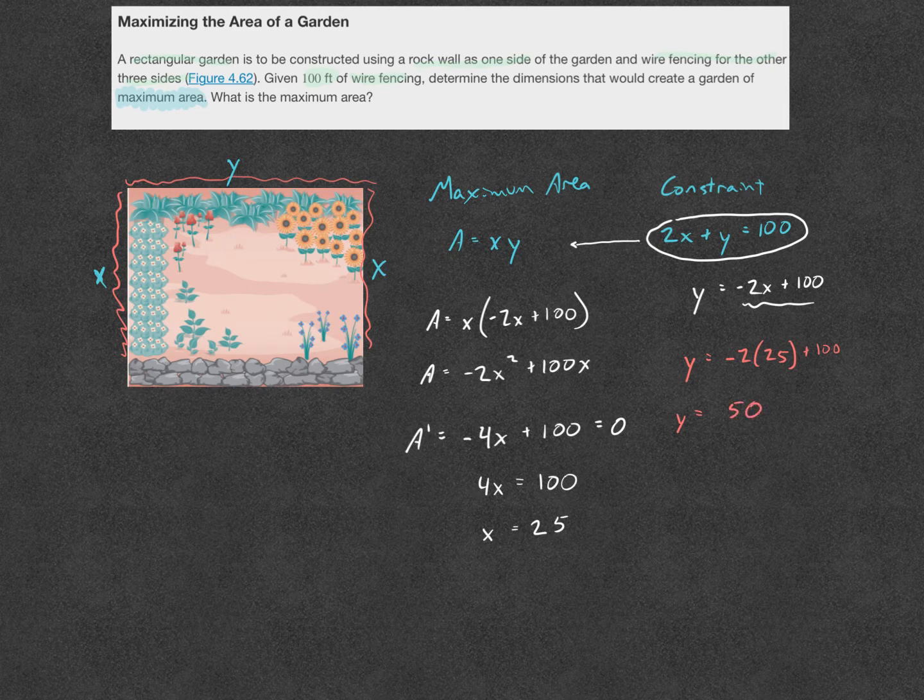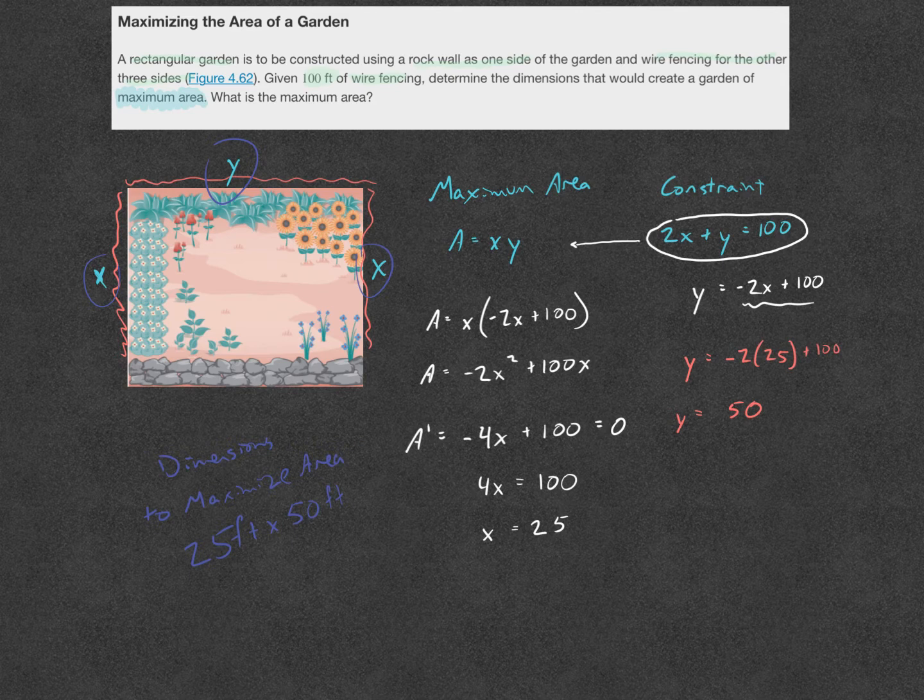So our dimensions to maximize area are 25 feet on the x side by 50 feet on the y side, and that's going to enclose as much area as possible inside of that garden.